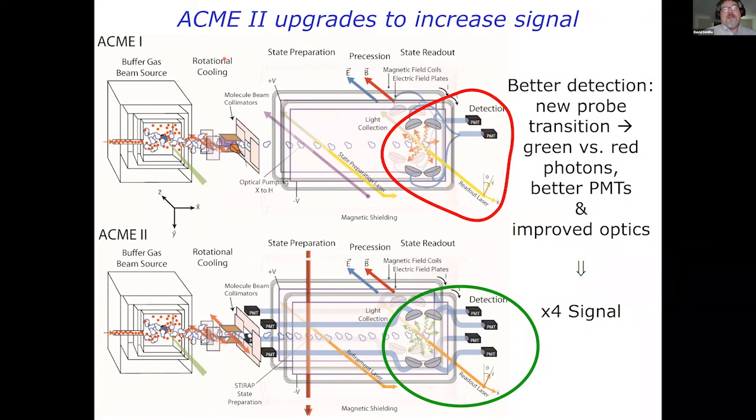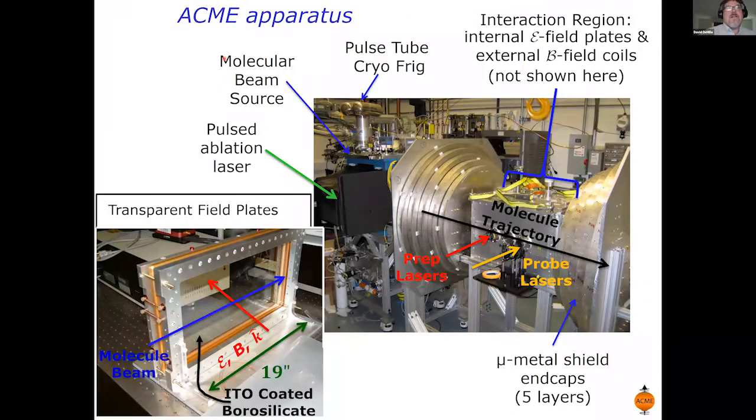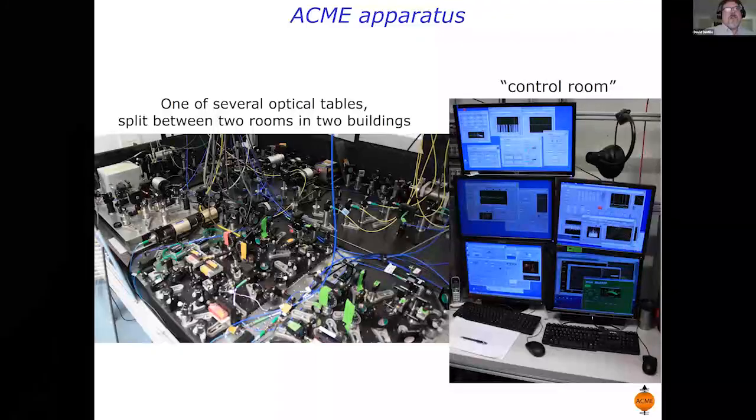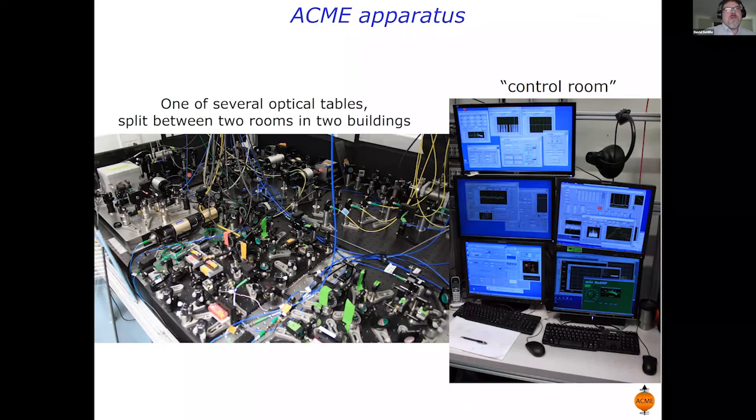Here's to give you a sense of the apparatus. Here is the molecular beam source, magnetic shield end caps, interaction region, vacuum chamber, electric field plates, magnetic field coils, the whole system buttoned up in its magnetic shields. And as for most atomic physics experiments, we have several tables full of lasers and optics.